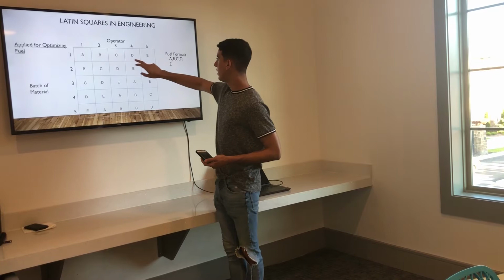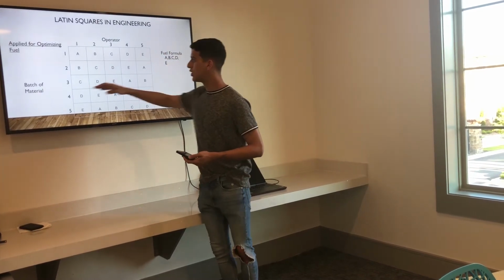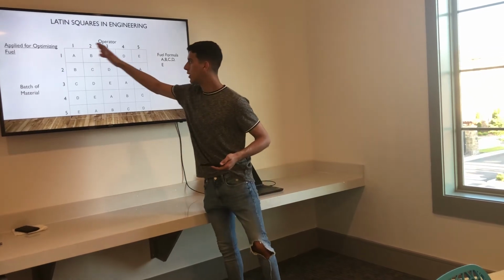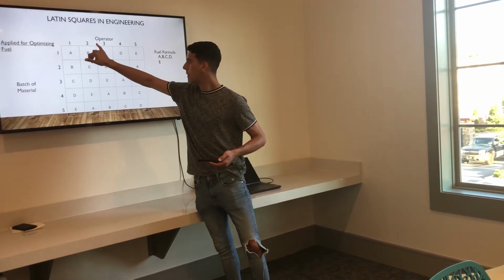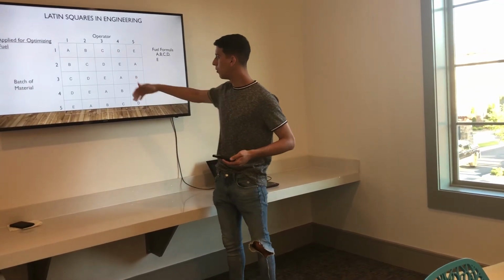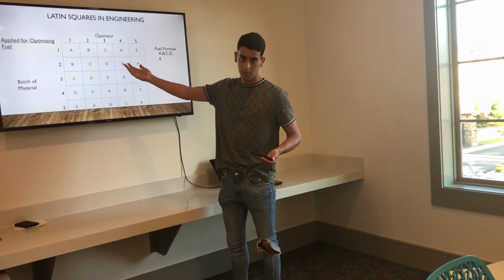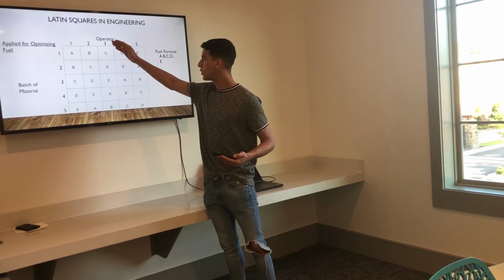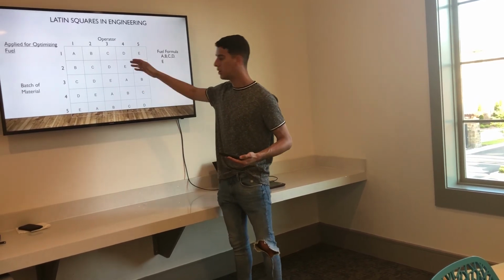With A, B, C, D, and E being the fuel formulas, the batches of materials being laid out here, and the operators being laid out here, we compare the variability, which we've got results for, being a practical experiment in real life. And we would see which combination of operator and batch of material minimizes the variability.